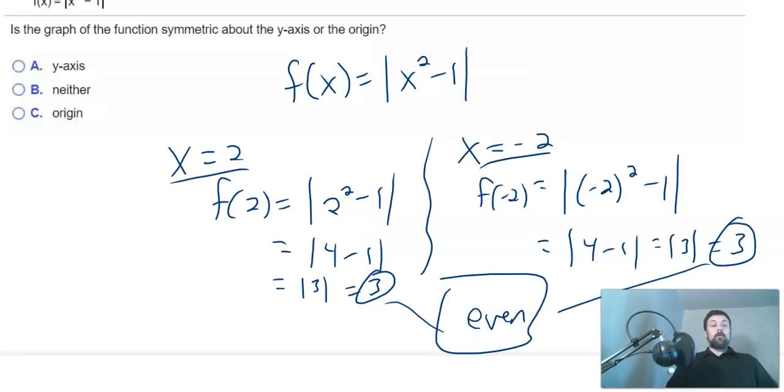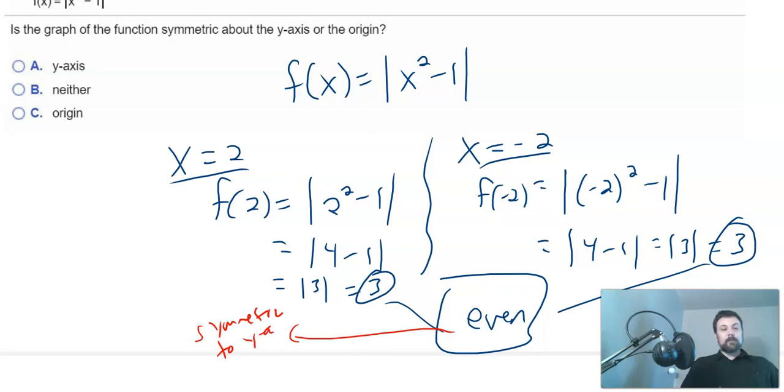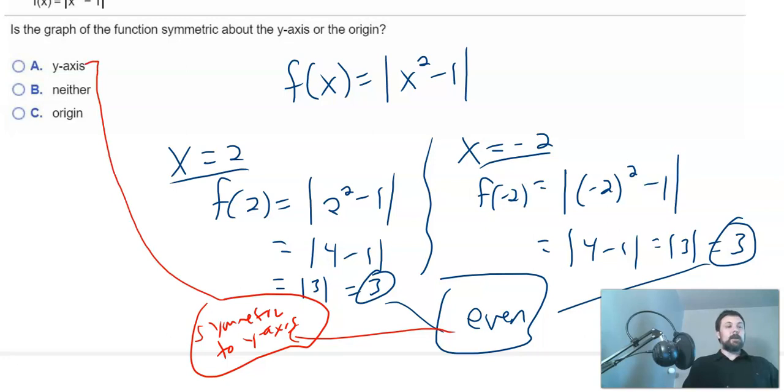So for this problem, even though it asks about that symmetry first, probably the best way, because this graph would be kind of hard to figure out, absolute value and x squared mixed together. It's kind of a tough function, right? So maybe the best way to determine the symmetry would be to do this first. Is it even or odd? We found that it's even, and you just have to memorize that if it's an even function, it's symmetric to the y-axis. If it's even, symmetric to the y-axis, so we choose that.